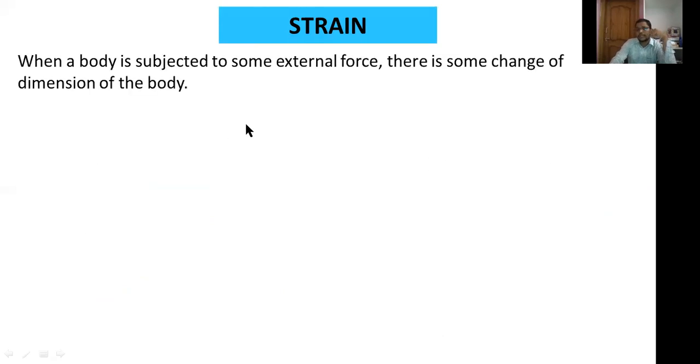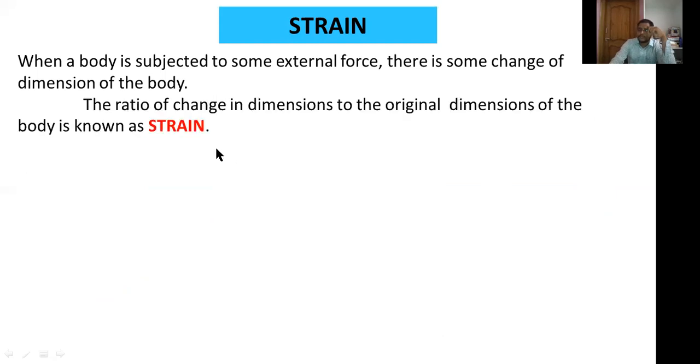Now, sorry, I am going to explain about strain. What is strain? When a body is subjected to some external force, there is some change in the dimensions of the body. The ratio of change in dimensions to the original dimensions of the body is known as strain.